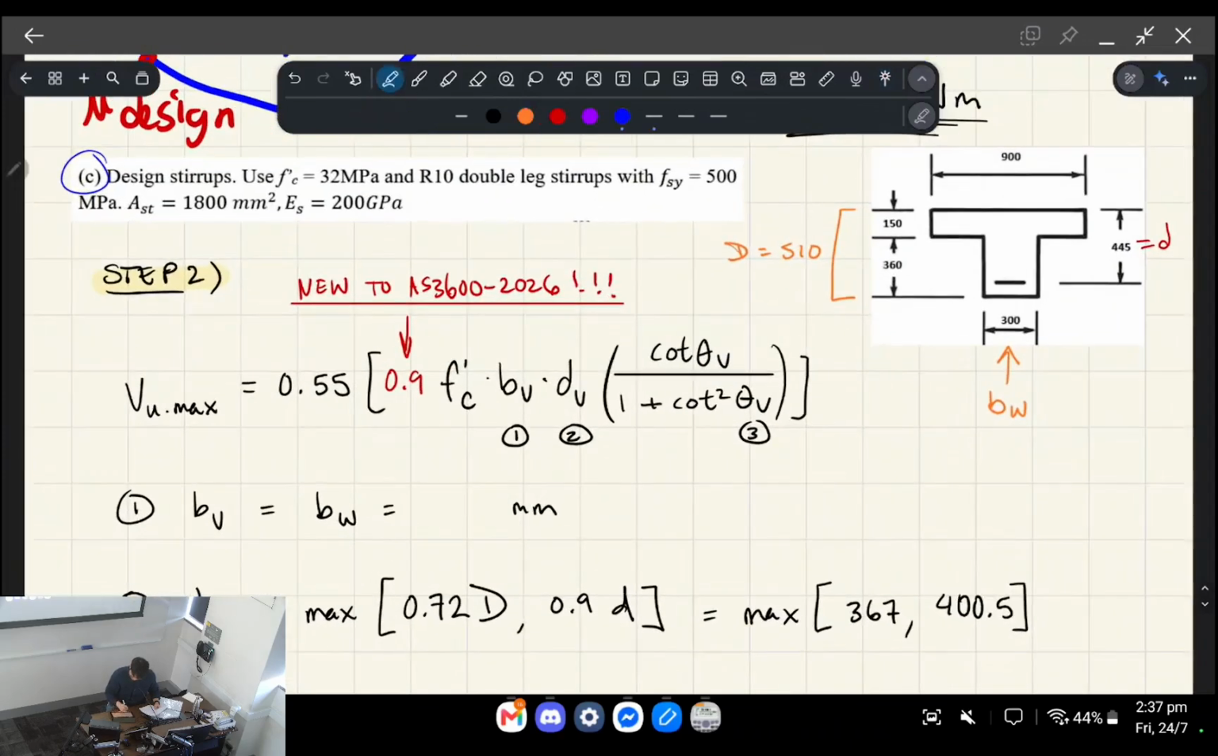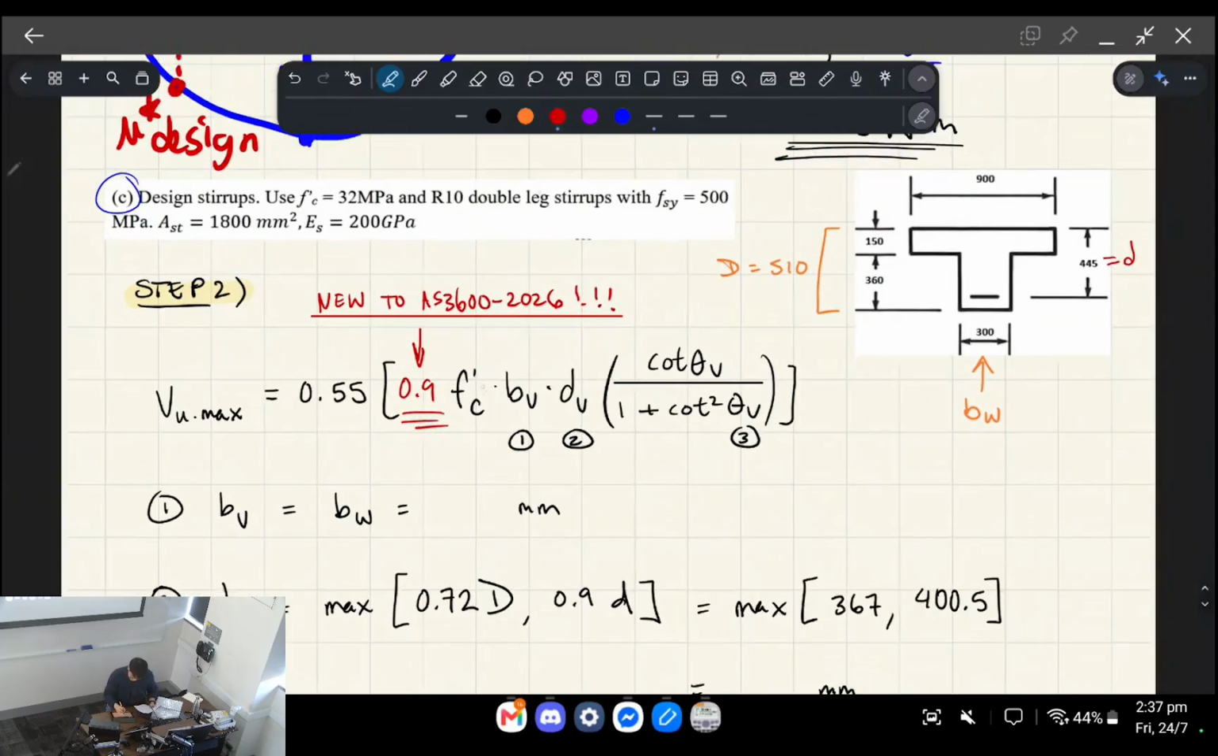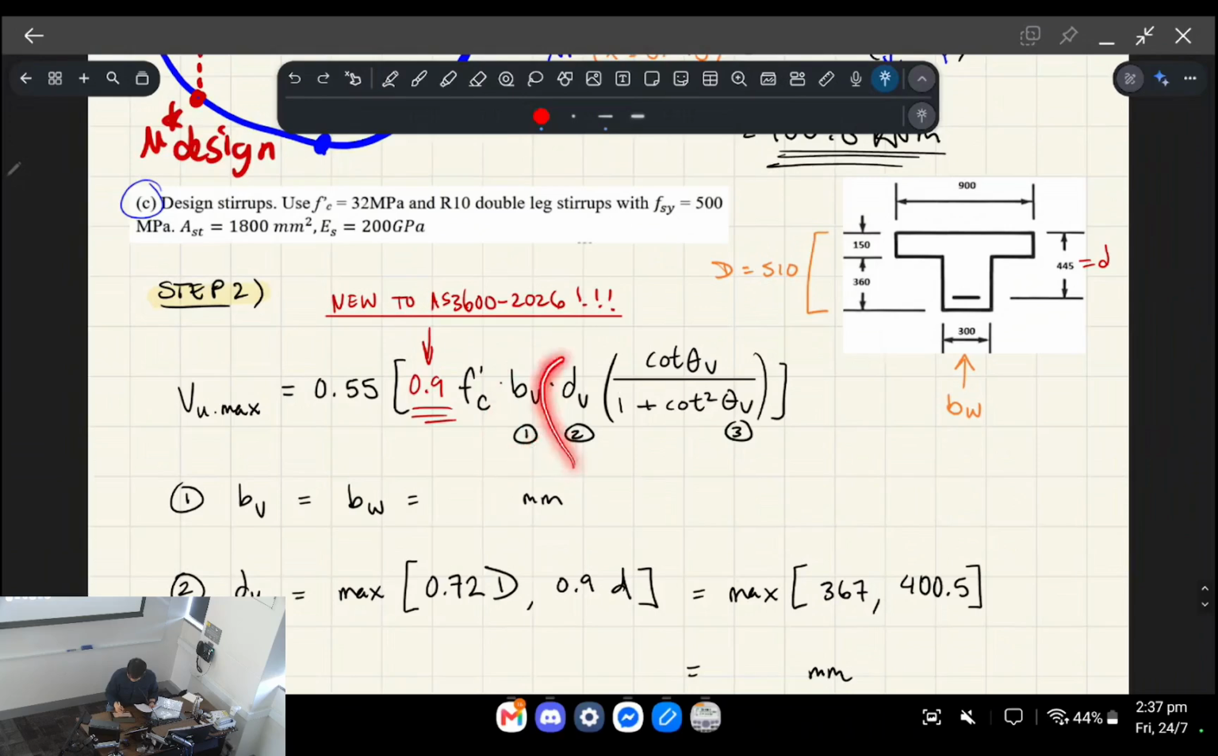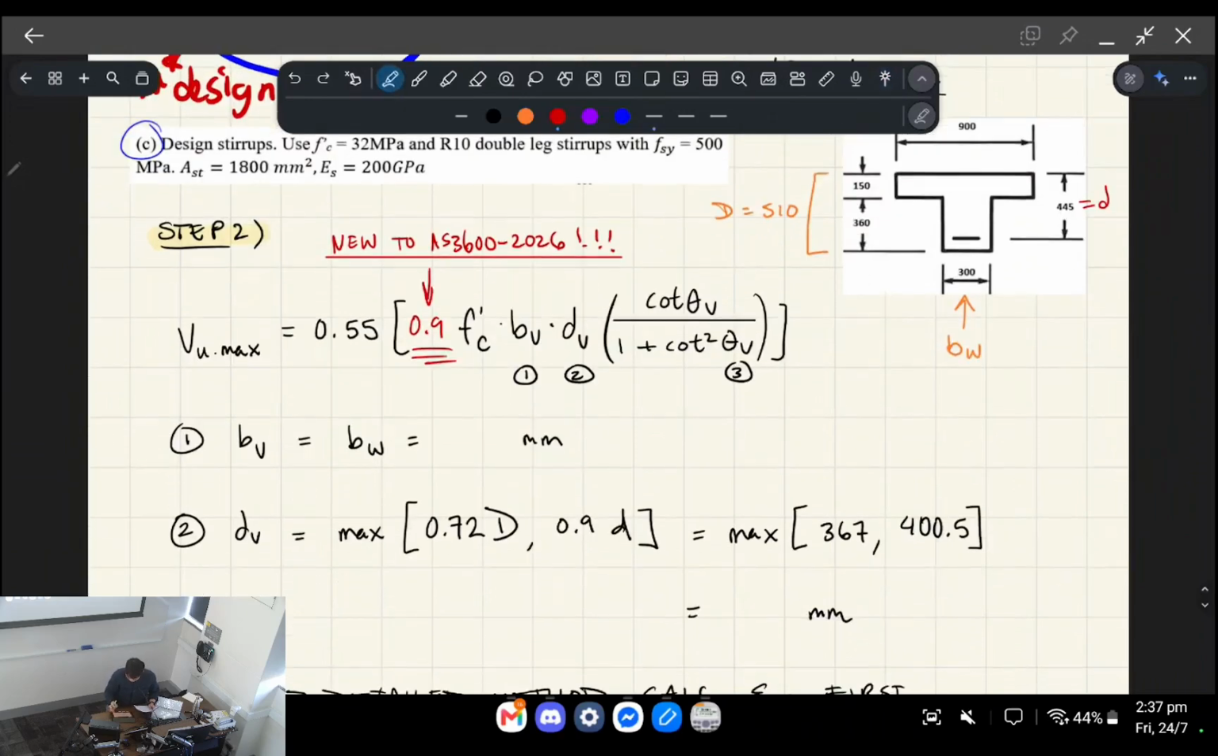So that's the only thing that's changed. Well, there's two things that changed. I'll show you something else that's changed in a later step, but in this formula, this is the only thing that's changed. So essentially we need to work out different parameters in a particular order yet again. The first one is BV, and as I alluded to before, if you've got a T-beam, BV is going to be the web width.